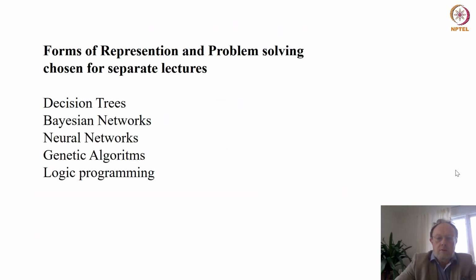So, of course, one always has to make a choice. What is the most relevant subteam to focus on? And I've made a decision to spend most of this week on 5 kinds of representations and problem-solving schemes. And the 5 I've chosen are decision trees, Bayesian networks, neural networks, genetic algorithms, and logic programming. So there will be one lecture on each of these themes.